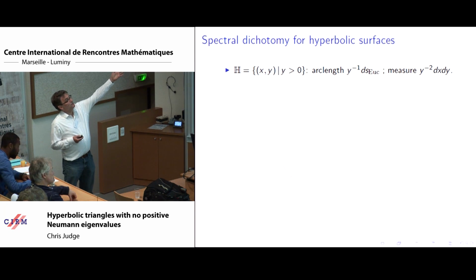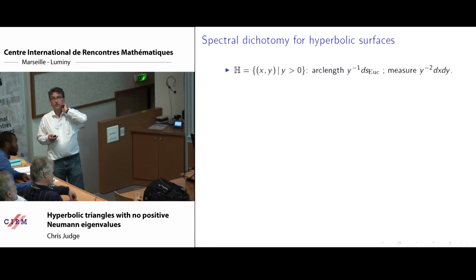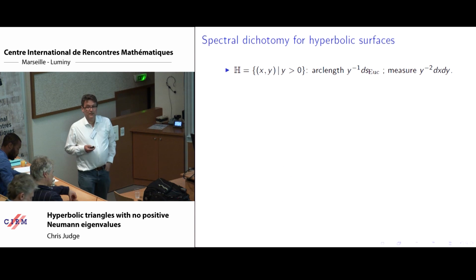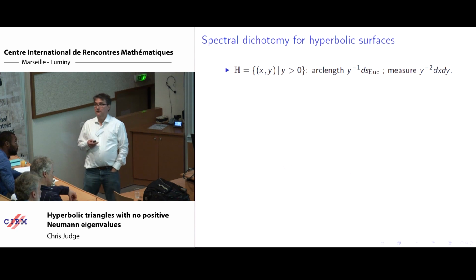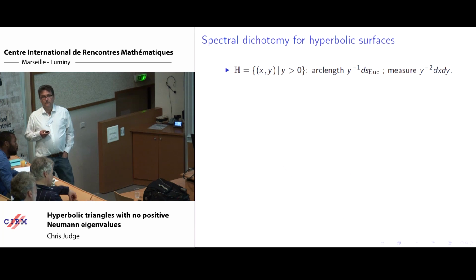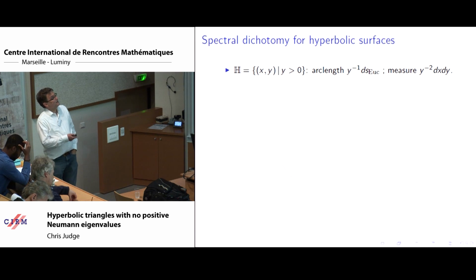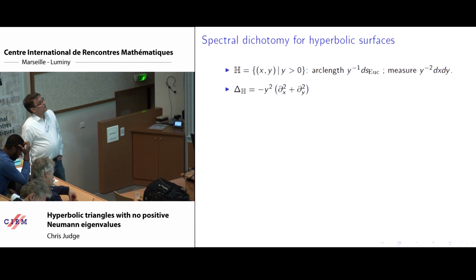So let me remind you, the hyperbolic plane is the upper half plane with this funny arc length element where you multiply by 1 over y, and the measure is, again, divided by y squared. Okay, so this is non-Euclidean geometry. This is the basic model for non-Euclidean geometry of the non-compact type. So the corresponding Laplacian, the thing that commutes with pullback by isometries, is this thing.